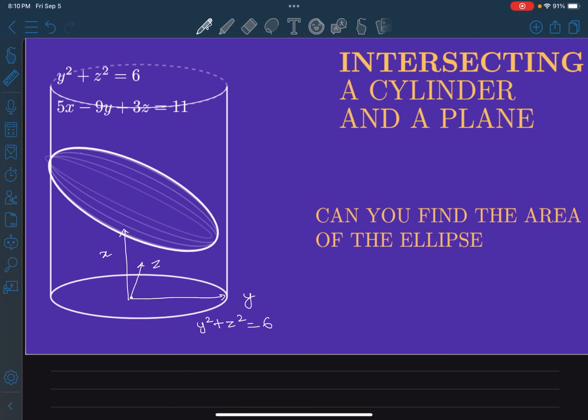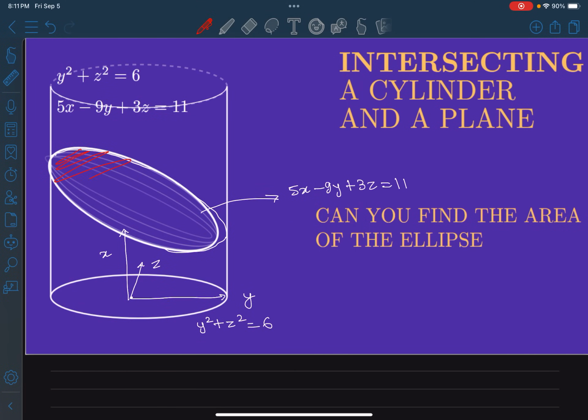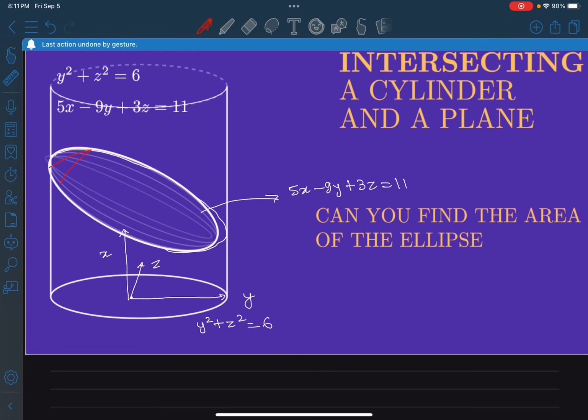And there's another plane. So this ellipse lies on a plane, right? To denote the plane, I have made these little lines over here. And this plane is given by the equation 5x minus 9y plus 3z equals 11, right? Now the intersection of the plane and the cylinder is giving us an ellipse, right? We want to find the area of this ellipse, right? Okay, how would you find that?